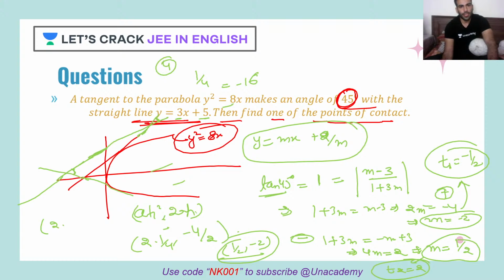From here, as you can see, what do you get? Left hand side is 4. The right hand side is also 4. Correct? Okay, fine. I thought you were directly writing the answer for the point. For the second point, you can directly just put the value of T2 and you'll find that point also.